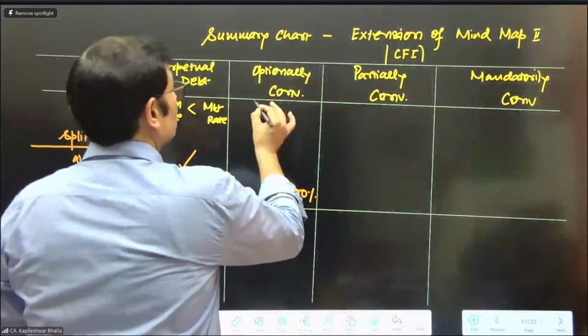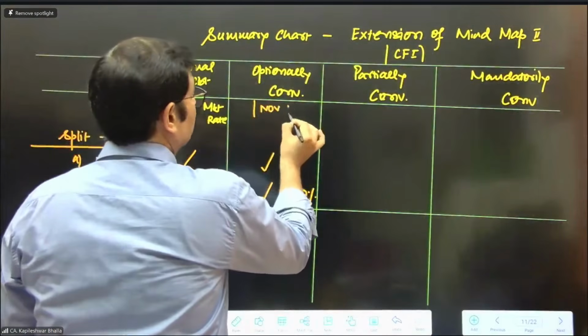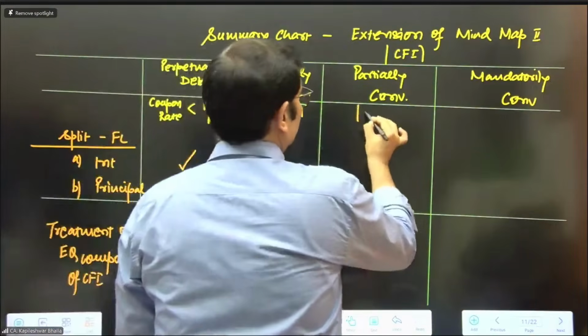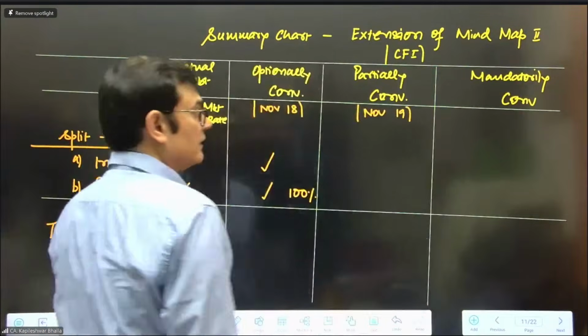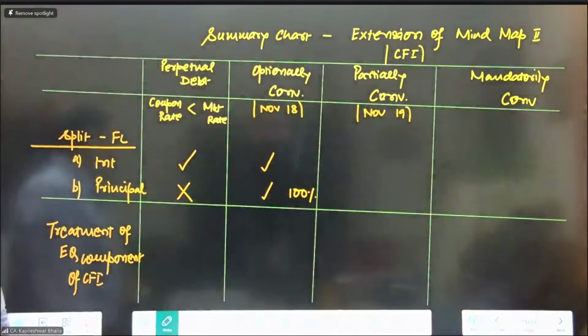So I'd just like to make a mention. This was a November 18 exam question. And what we did here was a November 19 exam question. They've also taken mandatorily convertible as well.